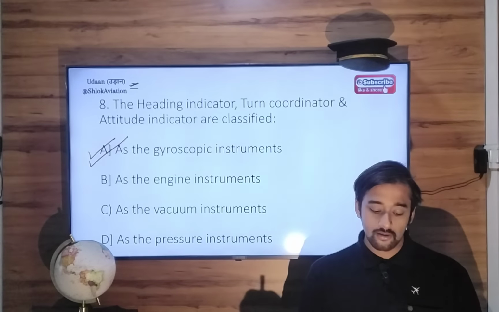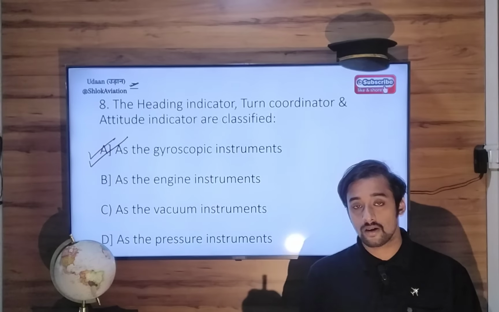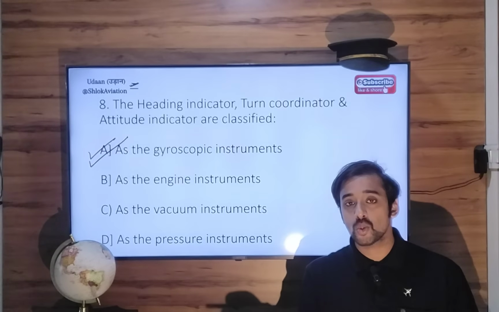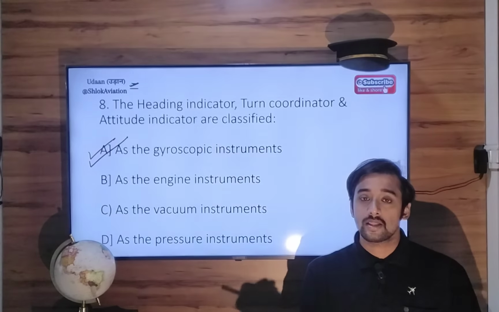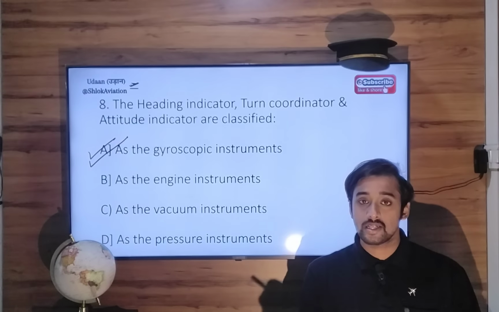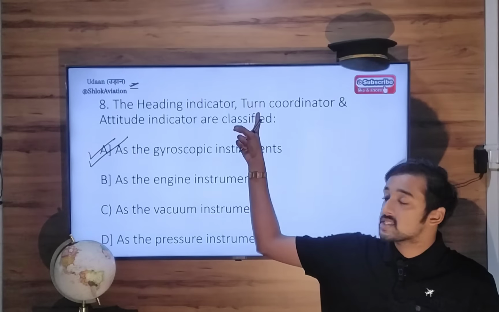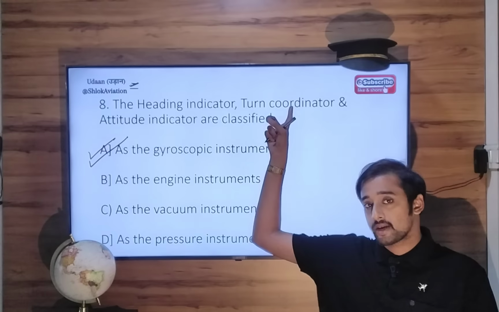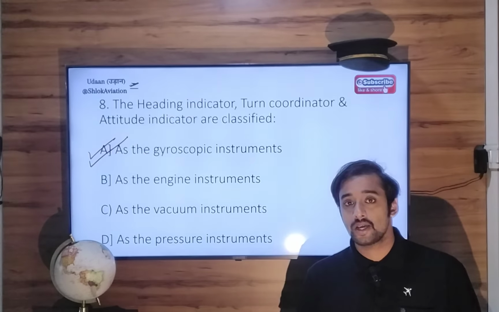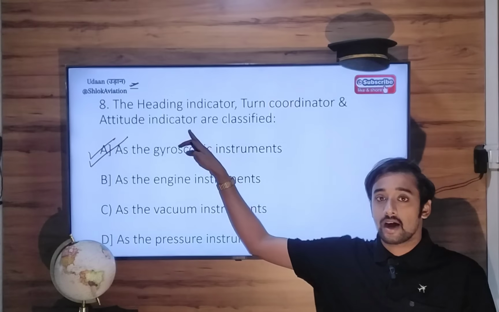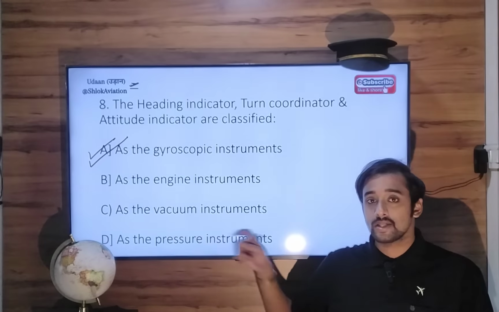Vacuum instruments. Now, heading indicator and attitude indicator are gyroscopic instruments, but they can also be called vacuum instruments as the power to run them is derived from vacuum. But here the option also states turn coordinator. Now turn coordinator works on electricity. So we cannot classify all three as vacuum instruments at the same time.